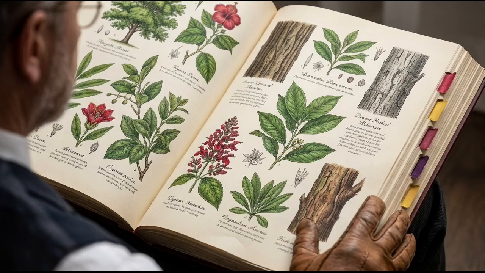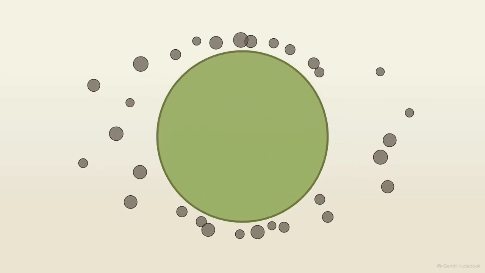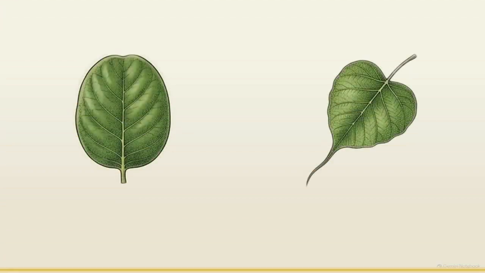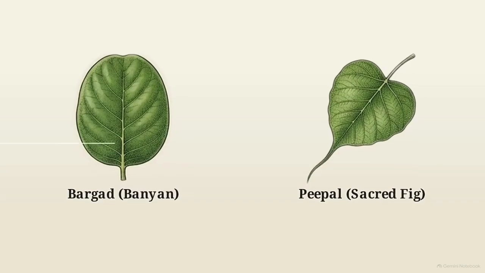The first category you'll encounter is the fig family. These specific giants dominate the landscape, holding massive ecological weight and centuries of historical presence. Here is how to tell them apart. We strip the leaves down to their outlines. On the left is the banyan, or bargad, defined by a rounded edge. On the right, the sacred fig, known locally as peepal, finishes with a sharp, elongated tip.